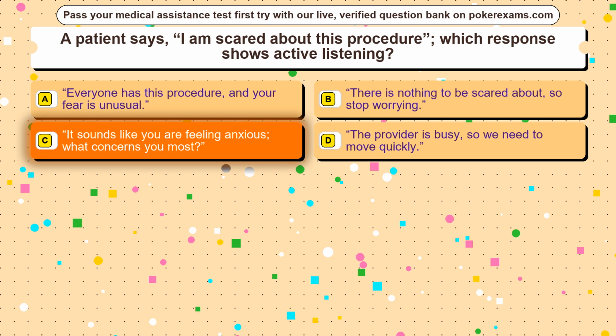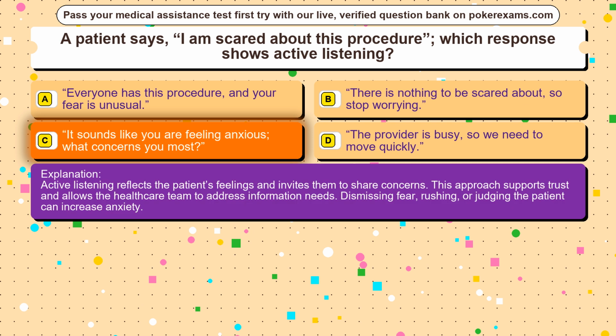The correct answer is option C. It sounds like you are feeling anxious. What concerns you most? Active listening reflects the patient's feelings and invites them to share concerns. This approach supports trust and allows the healthcare team to address information needs. Dismissing fear, rushing, or judging the patient can increase anxiety.